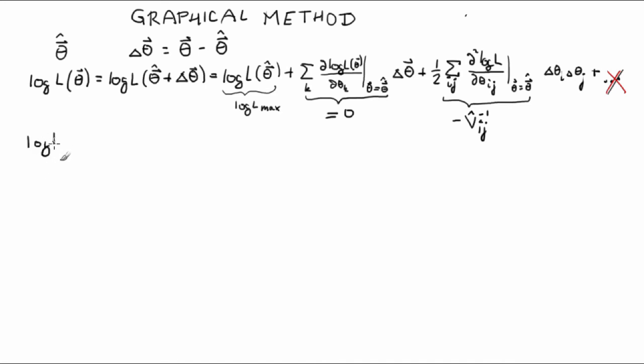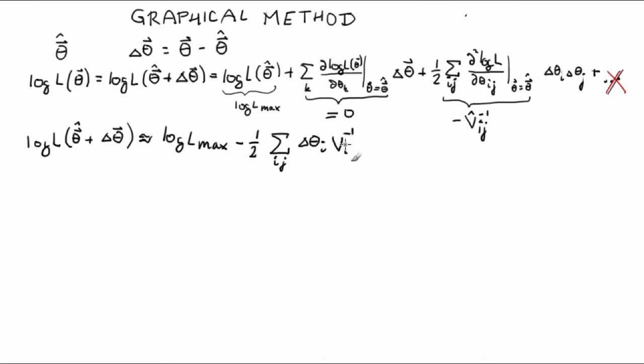log L of theta vector hat plus delta theta vector is approximately equal to log L max minus 1/2 of double sum ij of delta theta i times the inverse of the estimate of the covariance matrix sub ij times delta theta j.